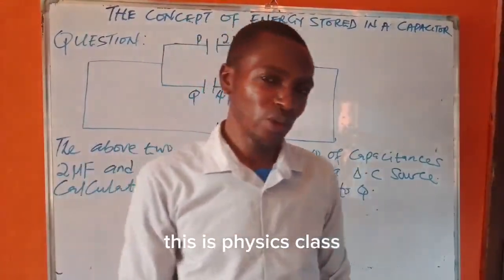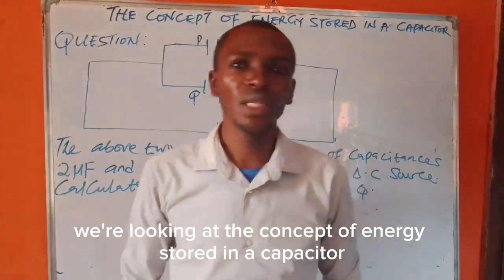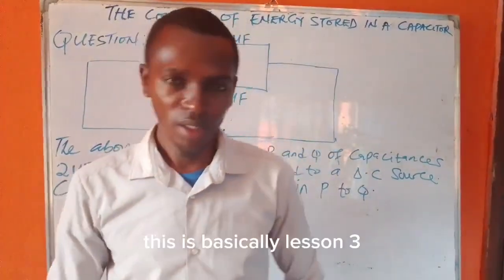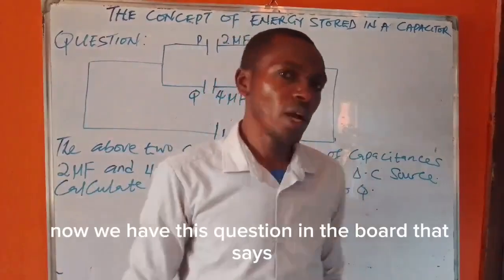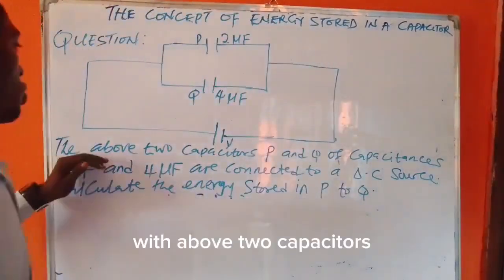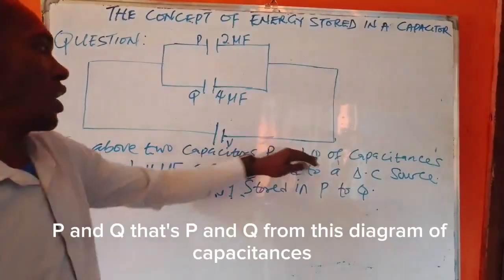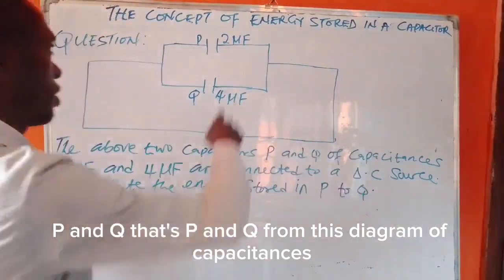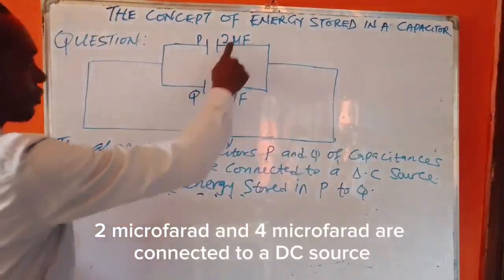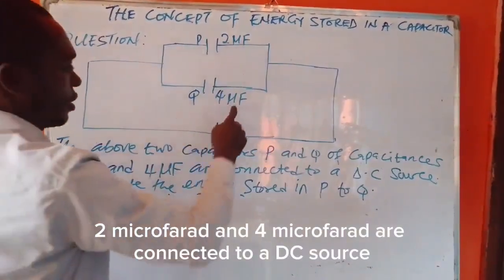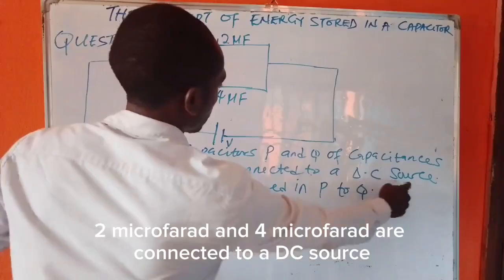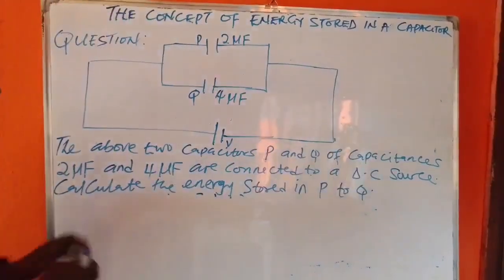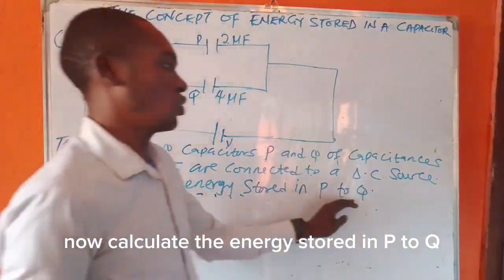This is physics class. We're looking at the concept of energy stored in a capacitor. This is basically lesson 3. Now, we have this question on the board that says, with above two capacitors P and Q, from this diagram, of capacitances 2 microfarad and 4 microfarad, are connected to a DC source, that's a direct current source. Now, calculate the energy stored in P to Q.